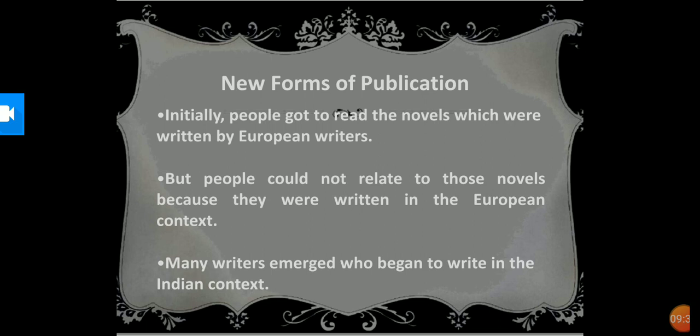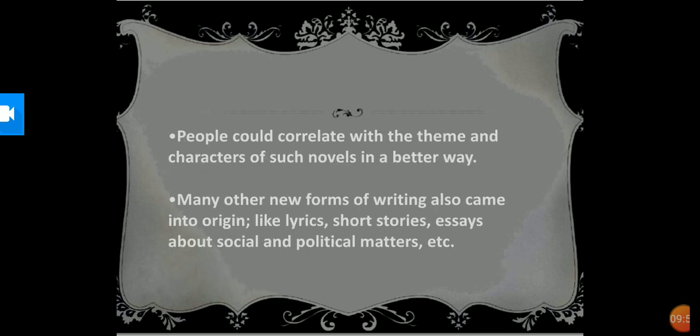Other new literary forms also entered the world of reading. Lyrics, short stories, essays about social and political matters, all these started. But people could not relate to their novels because they were written in the European context. Many writers emerged who began to write in Indian context. People could correlate with the theme and characters of such novels in a better way. Many other new forms of writing also came, as I told you.